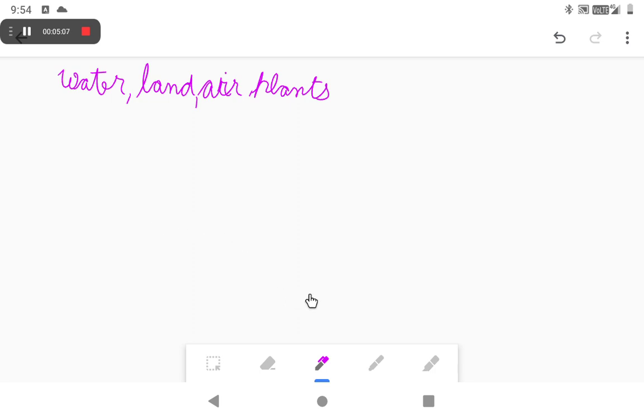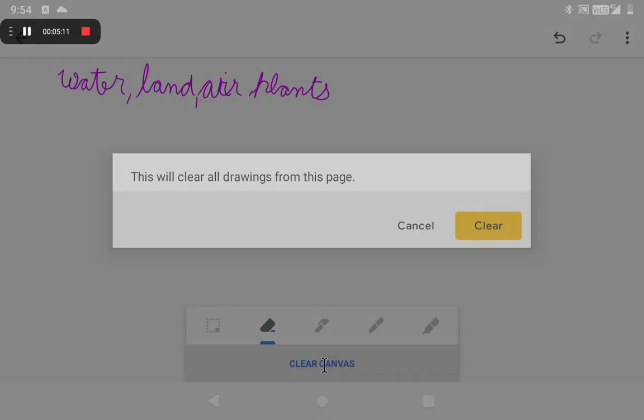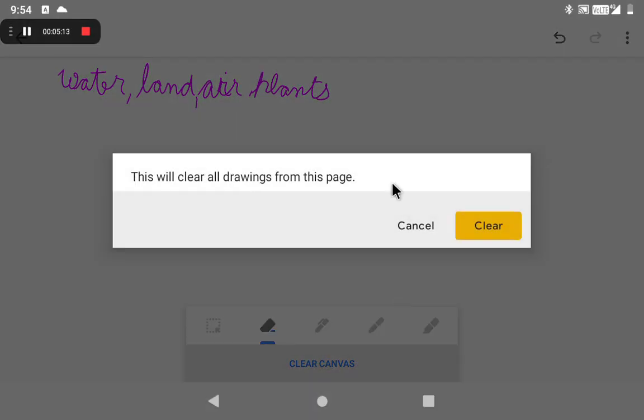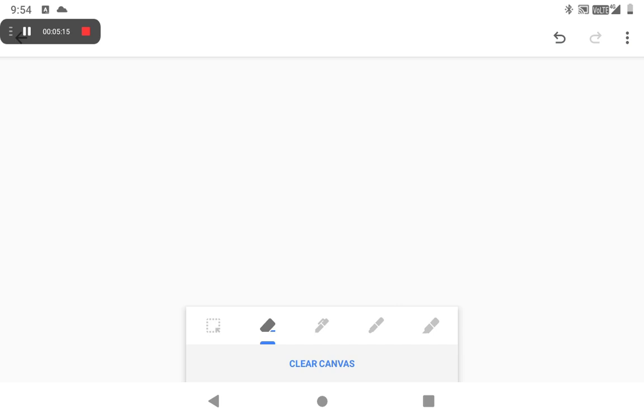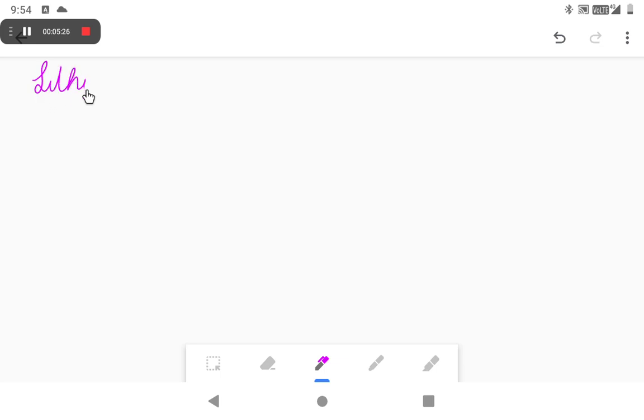There are some types of natural environment. What are they? There are biosphere, lithosphere, and atmosphere. These three. First we'll learn lithosphere.